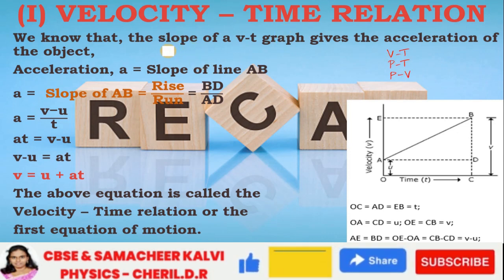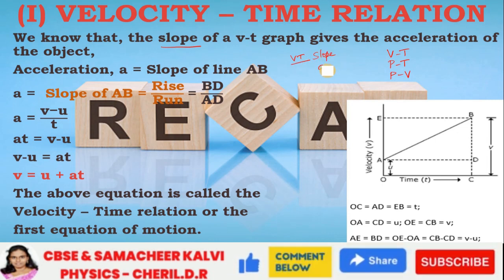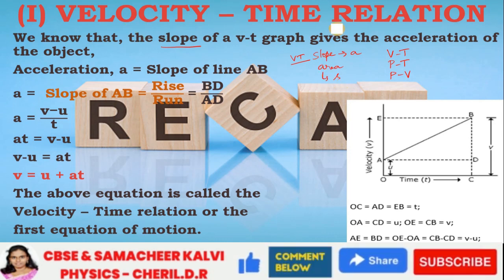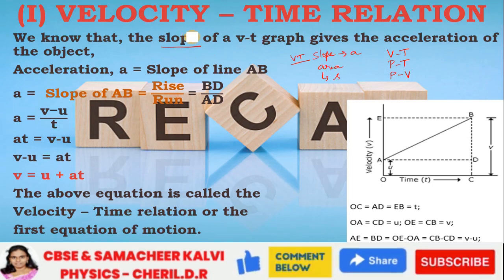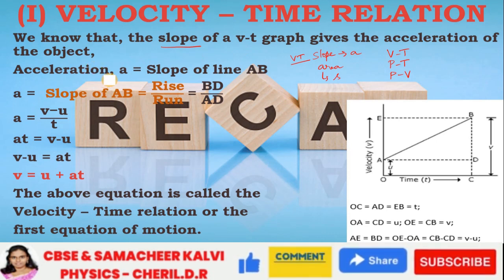So first, for the velocity time relation, we are calculating the slope. We know that for a VT graph we can calculate the slope and the area. What does the slope give? The slope gives the acceleration and the area gives the distance or the magnitude of displacement. So we are calculating the slope of the VT graph and it gives the acceleration of the object. Okay, so the acceleration a is equal to the slope of the line AB.